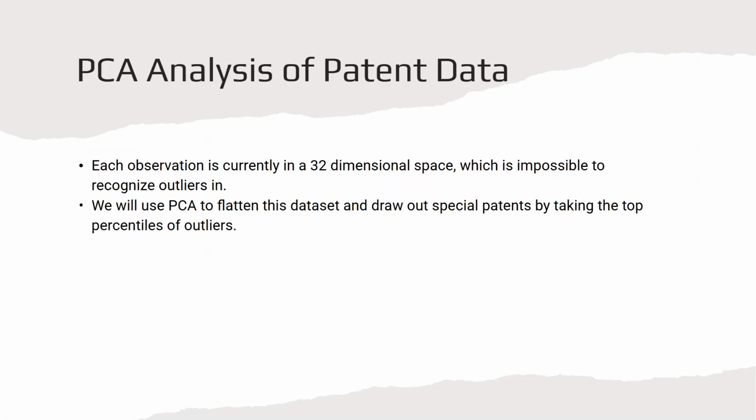So our first task is to look at a PCA analysis of the patent dataset and how to find special patents and what they are. Each observation is currently in a 32-dimensional space, which is hard to recognize outliers in. So we're going to use PCA to flatten the data set out and draw out special patterns by taking the top percentiles of outliers.